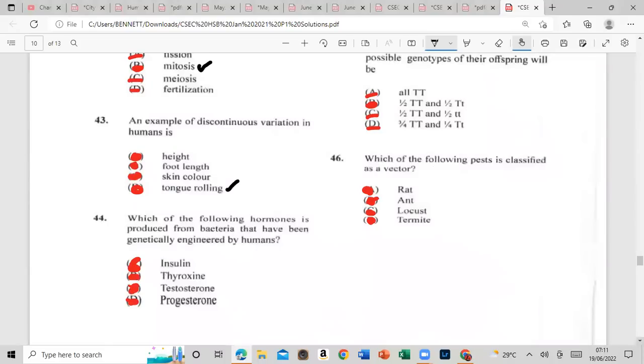Which of the following hormones is produced from bacteria that have been genetically engineered by humans? Is it insulin, thyroxine, testosterone, or progesterone? Insulin.